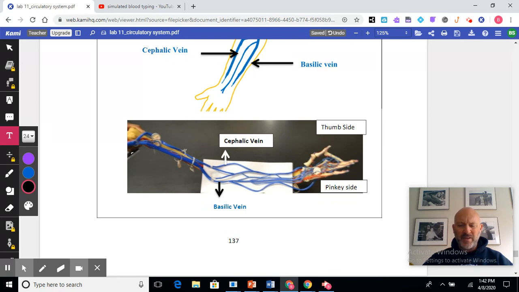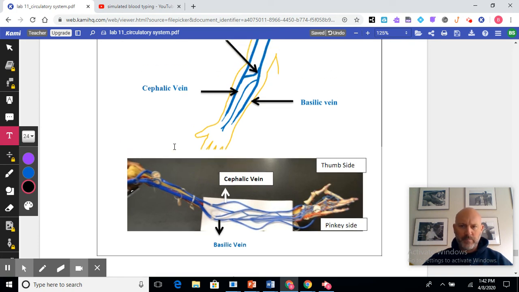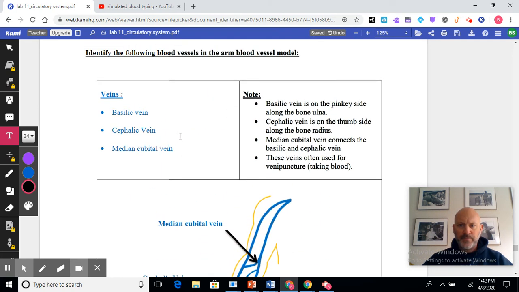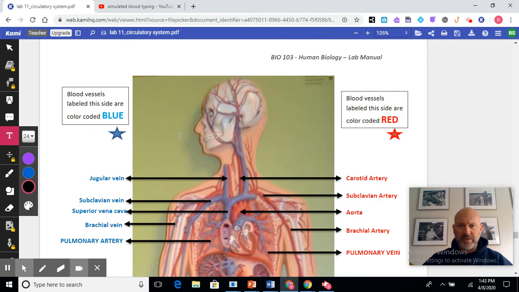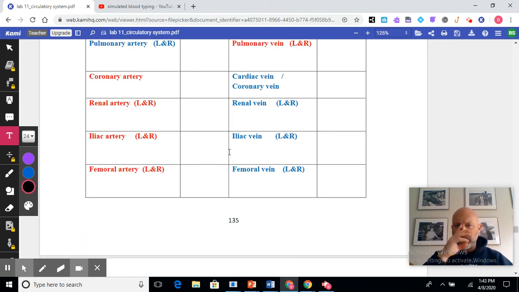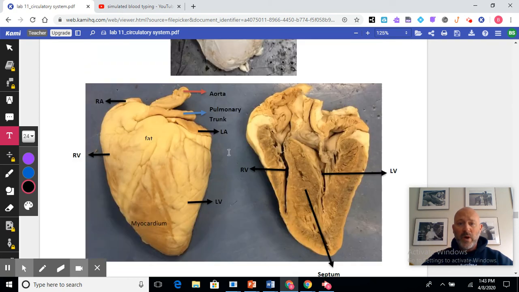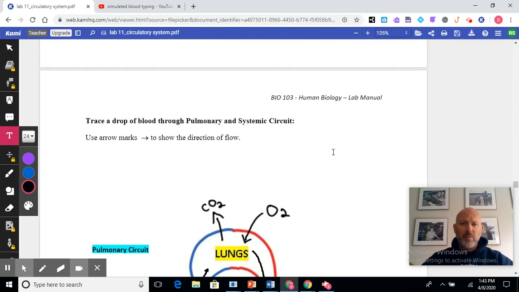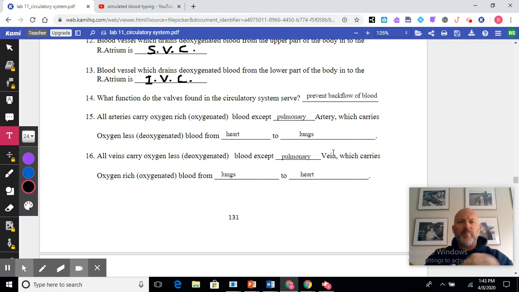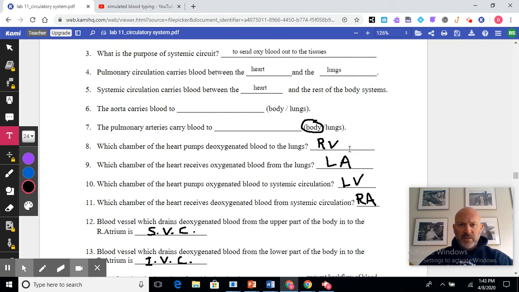This is a model that normally we would have out in class, but just showing you the different veins here. It's not important for this. I'm not going to ask anything on the lab exam for that page. Okay, so a couple independent things you got to do. Fill out this chart. Watch the video on how to do the blood typing and fill out that part because I am going to ask questions about the blood typing on the lab exam. And that's pretty much it.